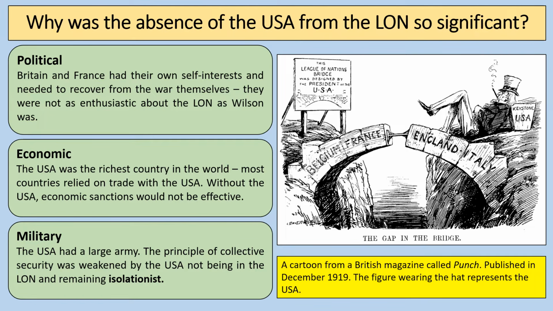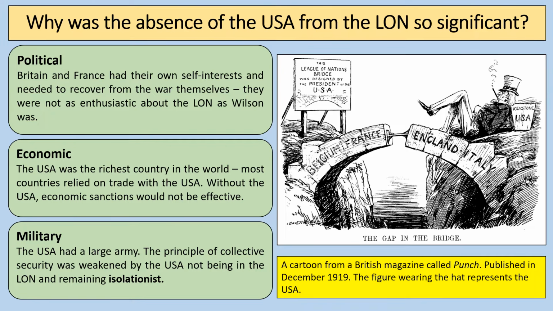The economy. The USA is the richest country in the world, so economic sanctions aren't going to work very well if countries can carry on trading with America. And there's multiple examples of that. For example, when Japan invades Manchuria in 1931, and when Italy invades Abyssinia in 1935, those countries can carry on trading with the USA and avoid the worst impact of economic sanctions.